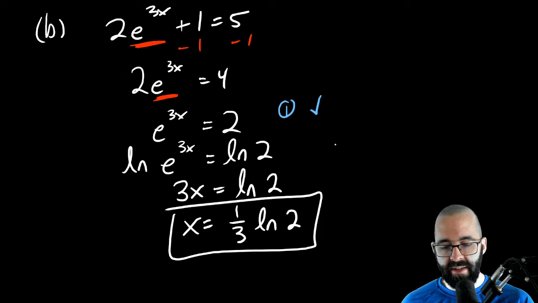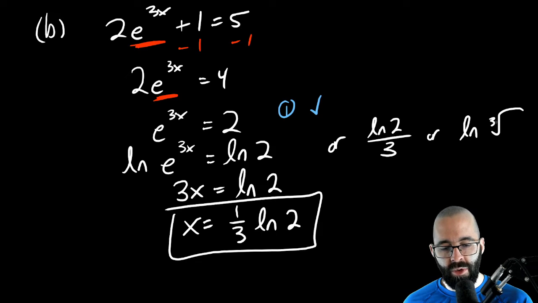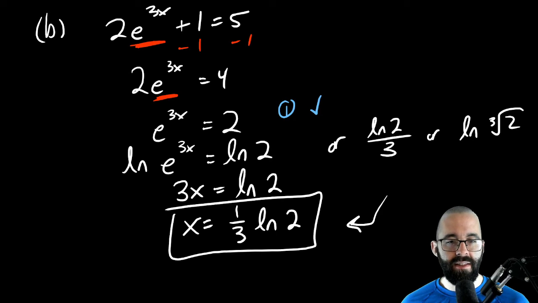There's a bunch of ways of writing this answer. You could write ln 2 over 3. You could write the natural log of the cubed root of 2. I think this looks the nicest.